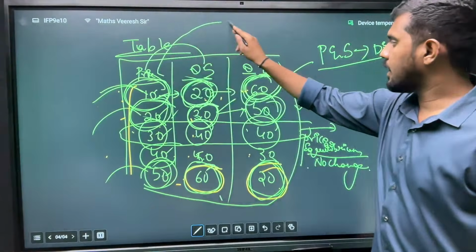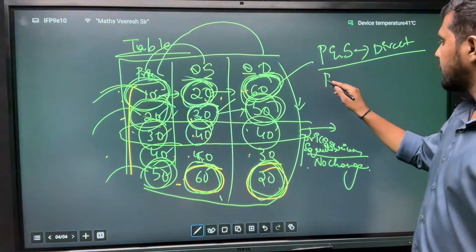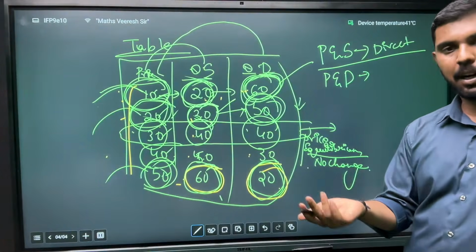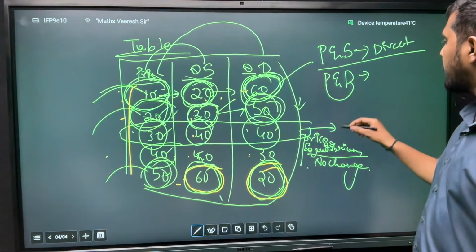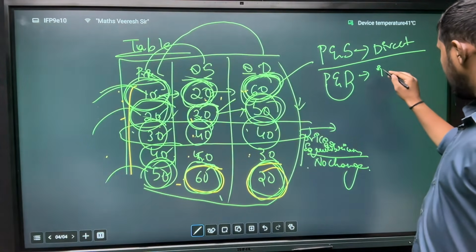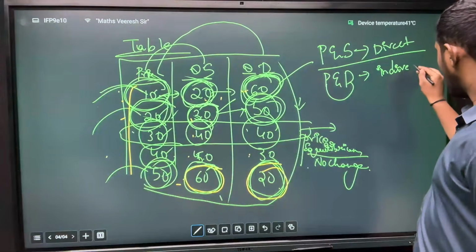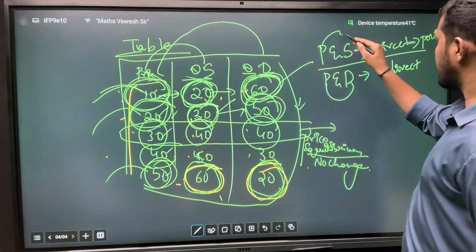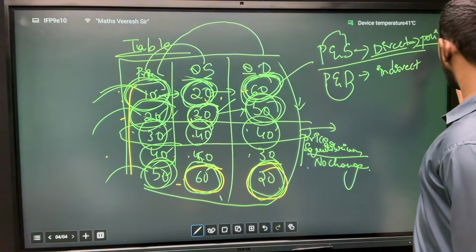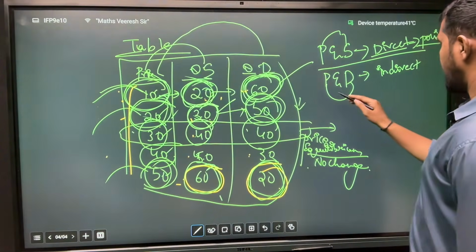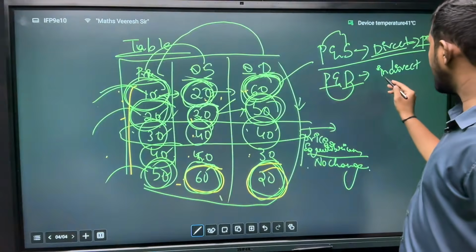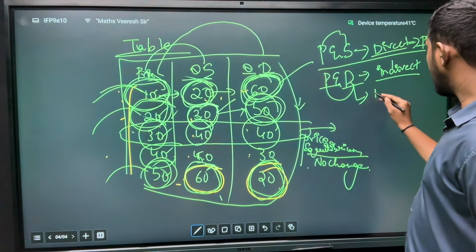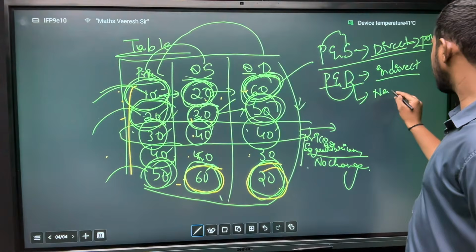And price and quantity demand, look at this, price and demand. Already we know, when price increases, demand decreases. The relationship between price and demand is indirect. You can write positive for the relationship between price and supply, direct or positive. When the relationship between price and demand is indirect, you can write indirect. The relationship between price and demand is negative.